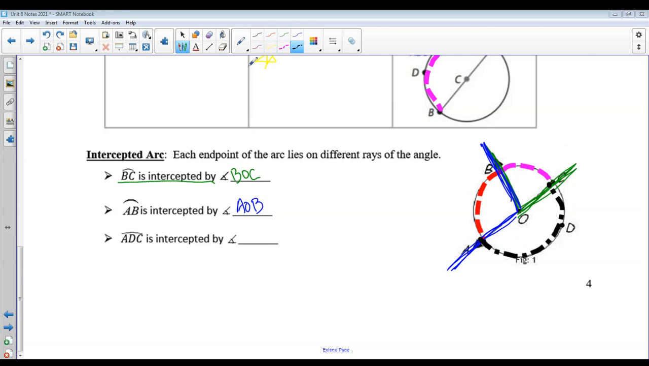So arc ADC. This is actually one of our really special examples. It's cut into by this full 180 degree straight line, so angle AOC. And what's really important about that is that tells us that this is exactly 180 degrees. All right, guys, that's our job this unit, to really know how to identify, how to name, how to label.